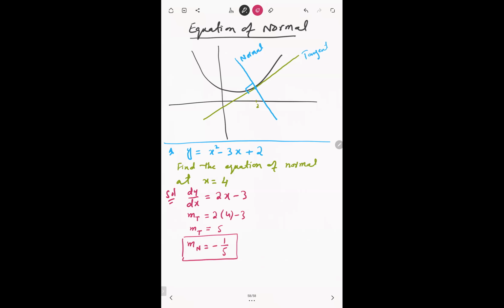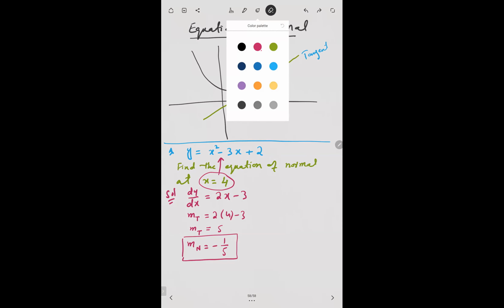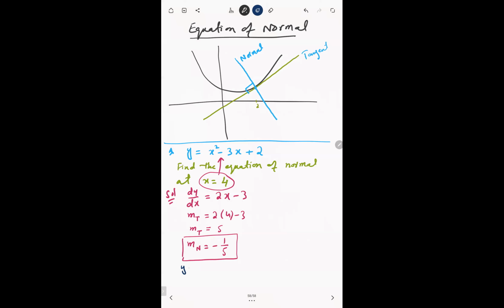Okay, now you need a point. You have x is equal to 4. Normal also passes through the curve at that point x equal to 4. Put it in. So you will get y is equal to, if you put x is equal to 4, 4 square minus 3 into 4 plus 2. So 4 square is 16. 3 times 4 is 12. 16 minus 12 is 4. 4 plus 2 is 6. So y is 6. So we got the point 4, 6.